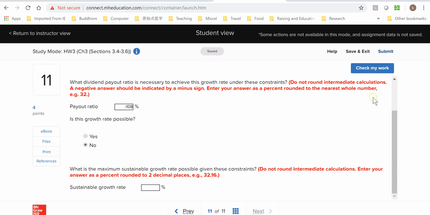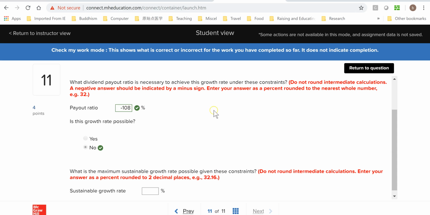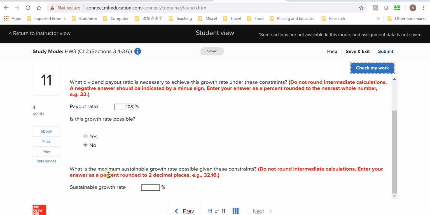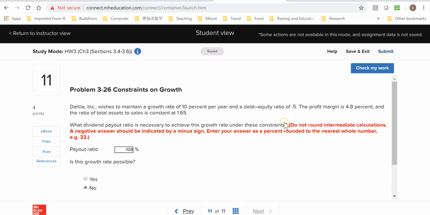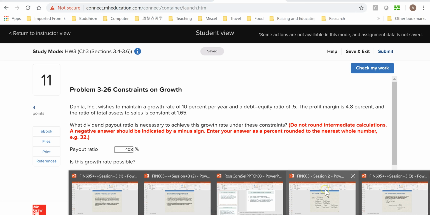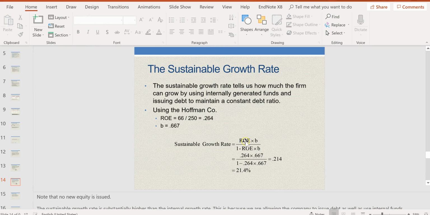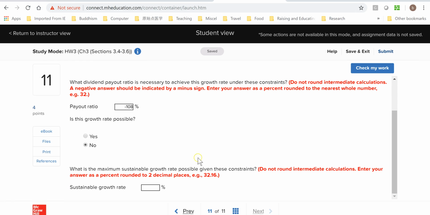So the next question is asking, what is the maximum sustainable growth rate possible given these constraints? I believe you can figure out that answer straightforwardly by using that formula, because we know ROE and we know the maximum b is 1, right? Because in that case, the profit retention ratio is 100%, which means that the firm doesn't pay out any dividend at all. So that's 1. So you can easily figure out the last part, which I will choose to skip.